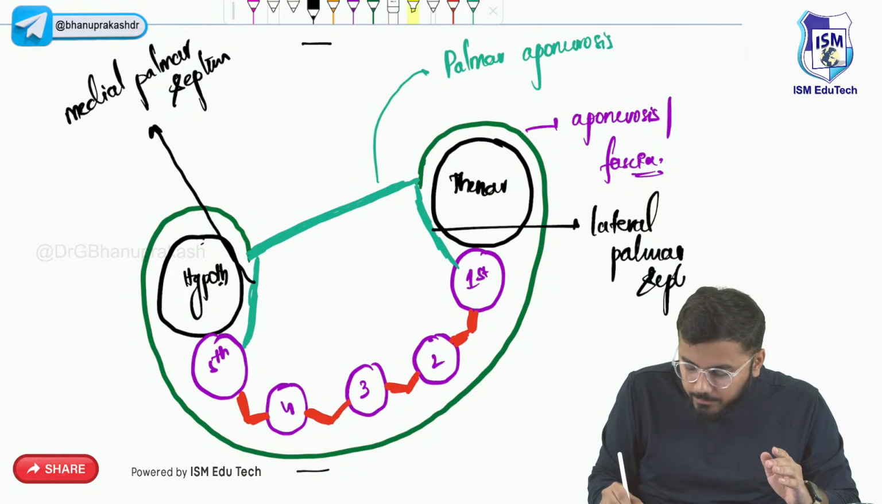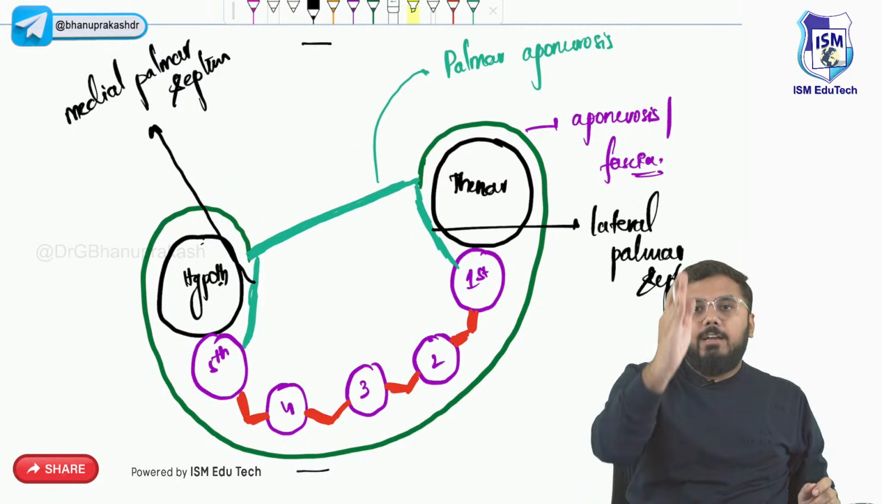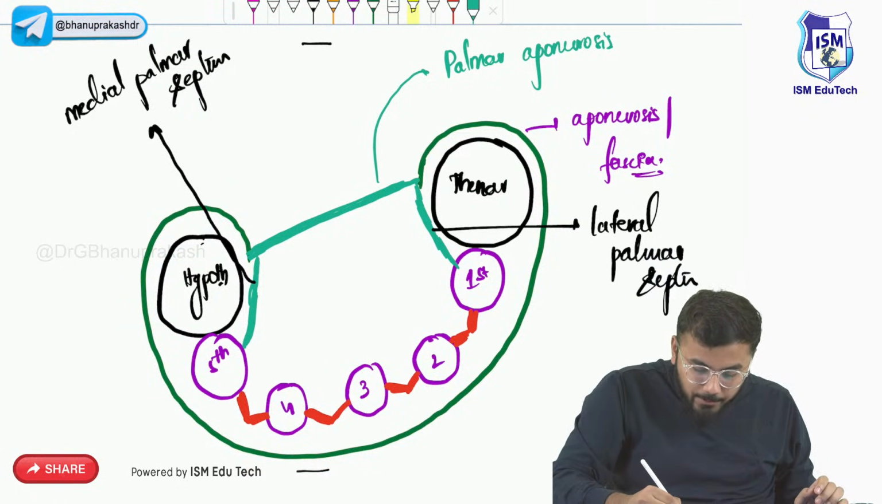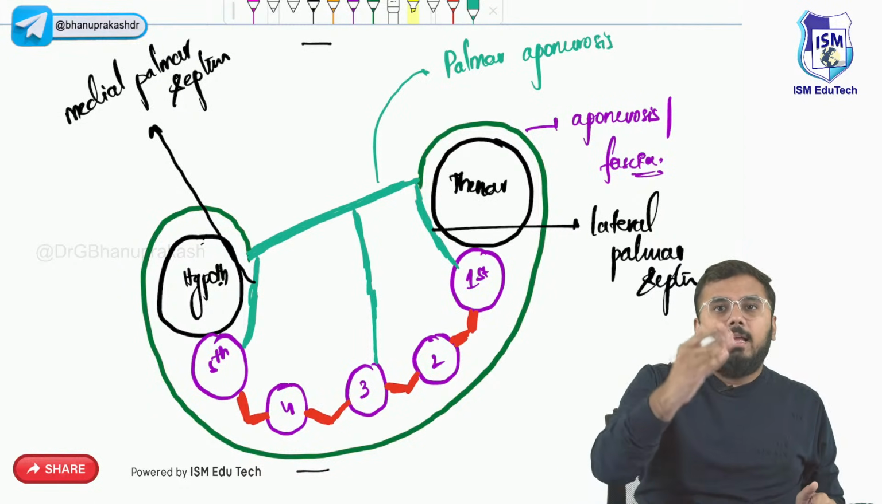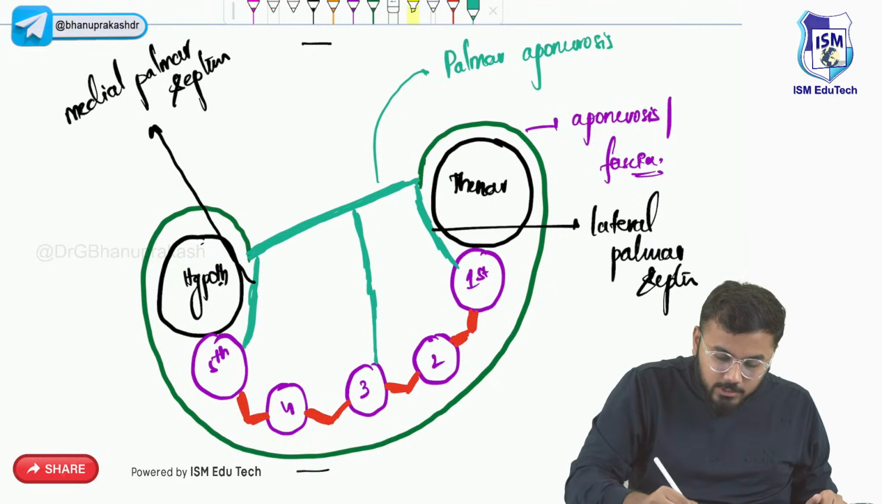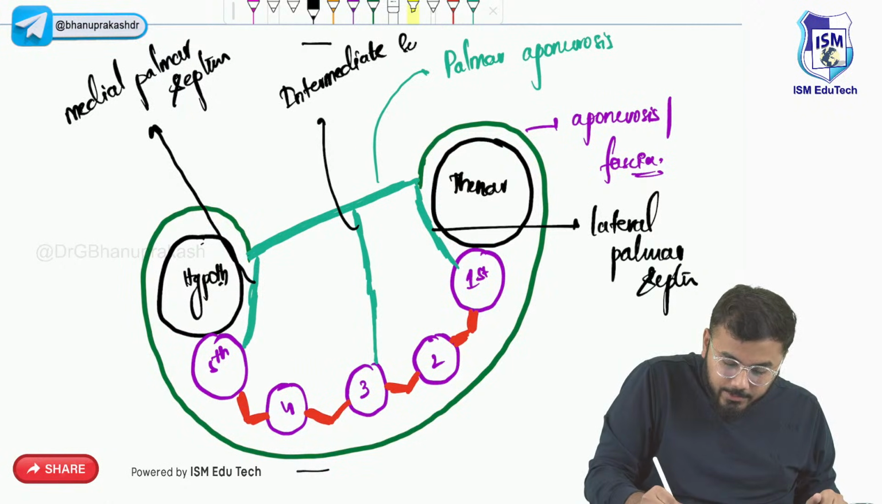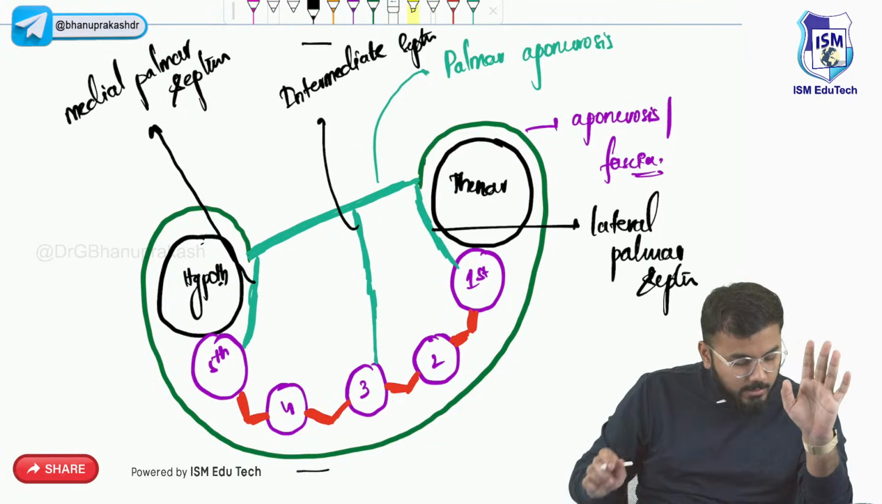Palmar septum. Okay, forget about medial and lateral. If I draw a septum in the center, all the way from the palmar aponeurosis till the third metacarpal, which septum will it become? In the center it is called the intermediate septum, isn't it? So this septum I call the intermediate septum. Clear, all of you? Right.